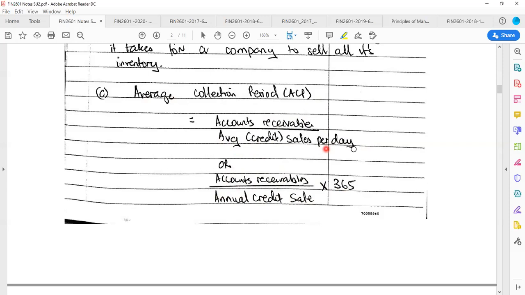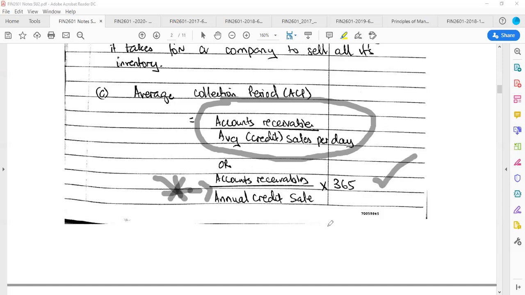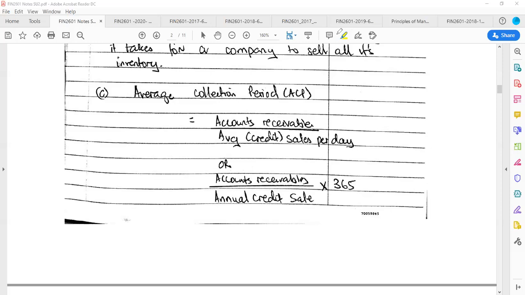If they give you the average sales per day, you can use this formula right here. Let's say they've given you the accounts receivable and the average credit sales per day, you can use this one. But if they don't give you the average and they give you the total sales or the total credit sales, then you can use this formula right here. So it will also depend on the information given. Personally, I prefer you use this one. But if you've been given the average credit sales per day, then you can just divide directly.